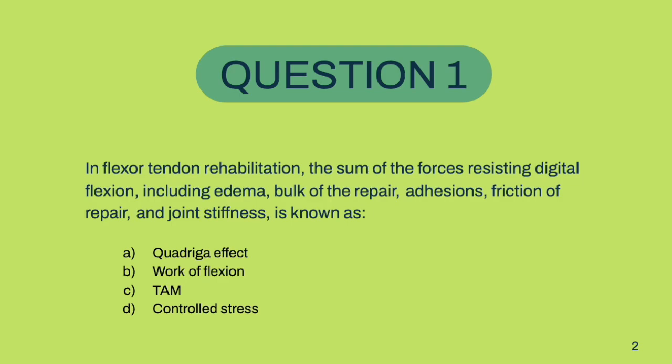Okay, question 1. The correct answer is B, work of flexion. Quadriga is when a shortened or scarred flexor tendon in one finger restricts the motion in adjacent fingers. TAM is the total active motion, and controlled stress is applying precise, measured, and progressive physical loads to injured tissues.